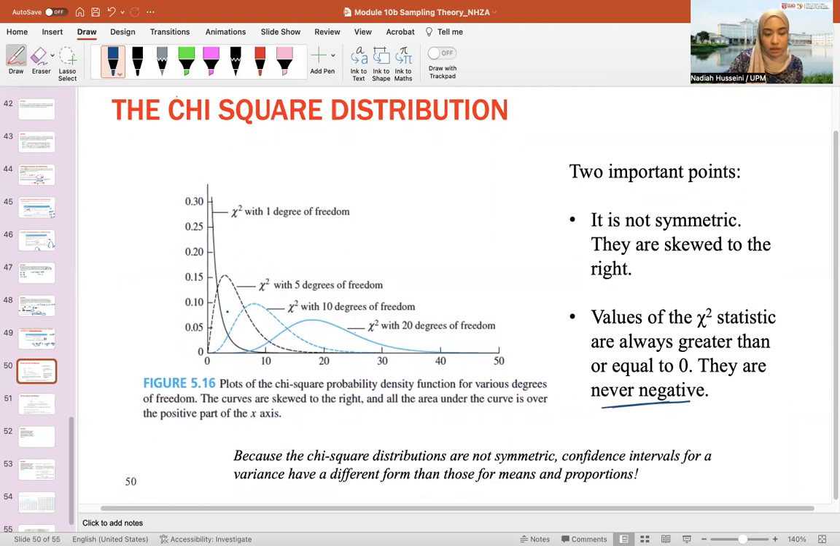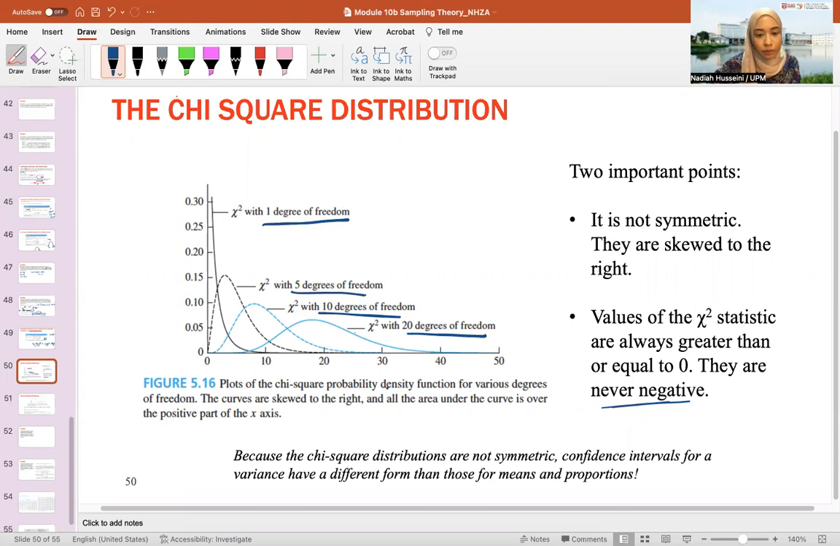So this is the chi-square distribution. This is a chi-square distribution with 5 degrees of freedom. And then you have your 10 degrees of freedom. Then you have your 20 degrees of freedom. This one is with 1 degree of freedom. So as you can see over here, the greater your degrees of freedom, the wider your distribution is.